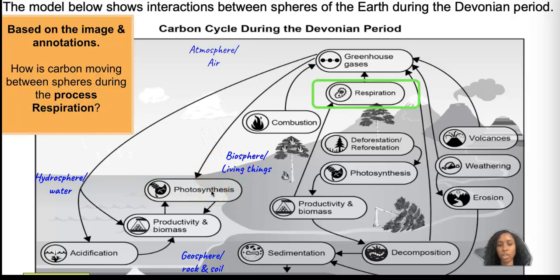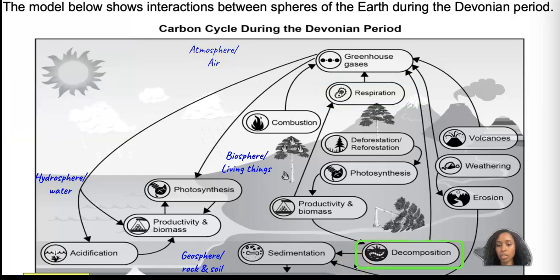Next, let's look at respiration. So how is carbon moving in these spheres? I'm going to take a look at where the arrow starts and follow where it goes. So it's starting from the tree, which is the biosphere, and moving to the air, which is the atmosphere.